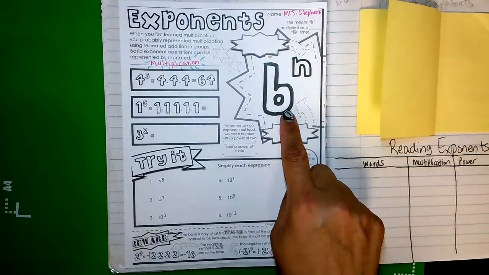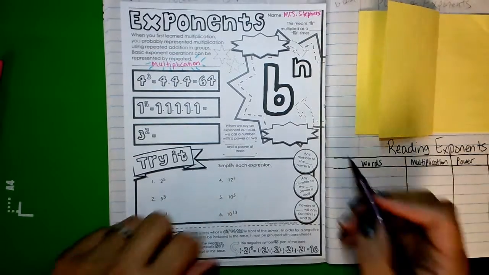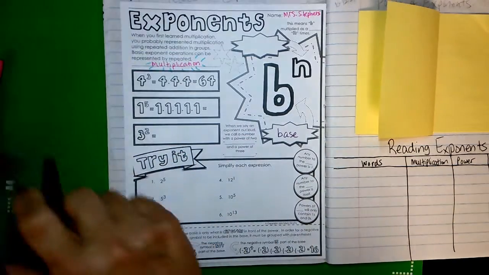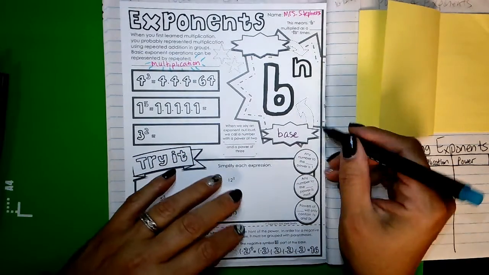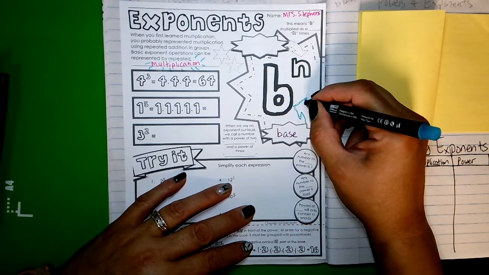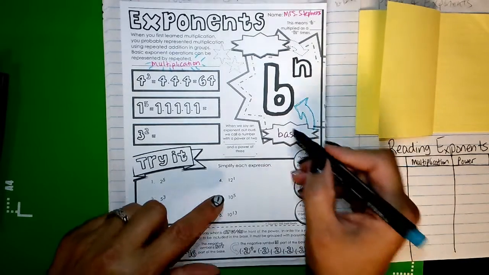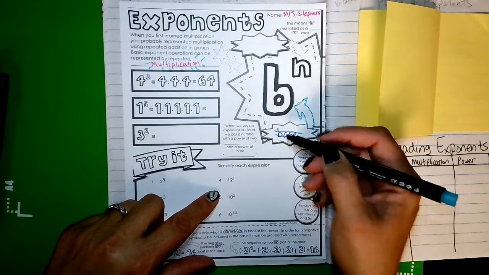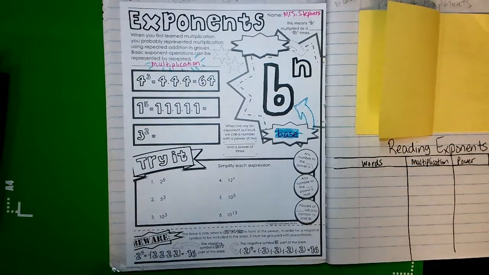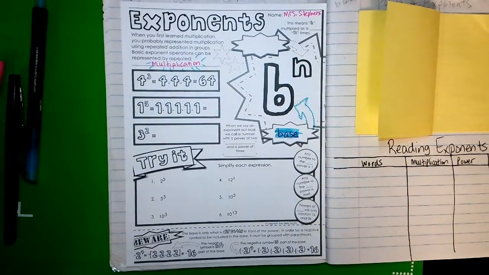B stands for our base. And so I want to write that in down here because there's my arrow. Base. And I think I'm going to use blue to kind of add some color to that. So B stands for base. Oops, backwards. That is the number that we are going to repeatedly multiply together.